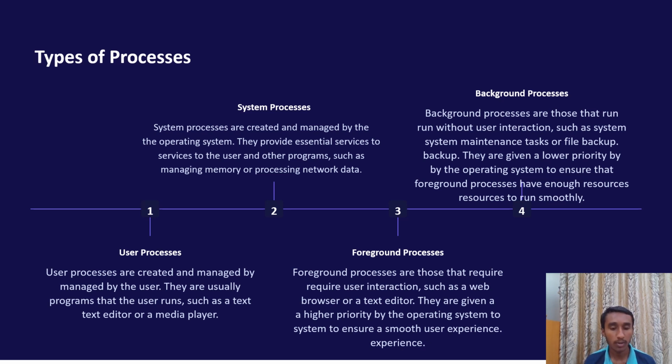The user processes are created and managed by the user. These are usually programs that the user runs, such as a text editor or a media player. Next come the system processes. System processes are created and managed by the operating system. They provide essential services to the user and other programs, such as managing memory or processing network data.